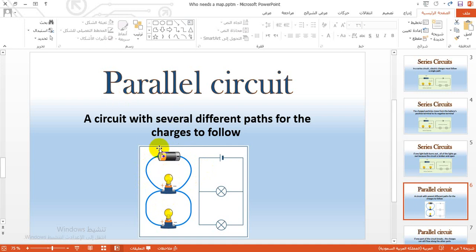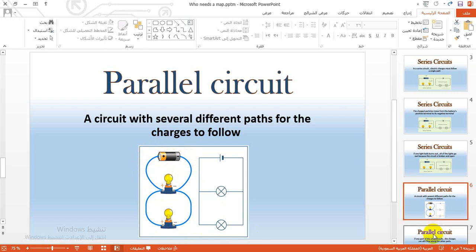Parallel circuit. If the circuit has two or more loops, it means it's a parallel circuit, okay guys. So it is a circuit with several different paths. This one is the first path or first loop, and this one is the second loop, for the charge to flow from negative to positive, okay guys.